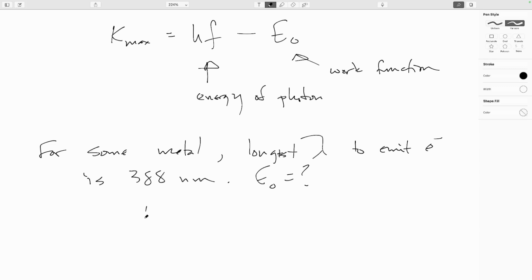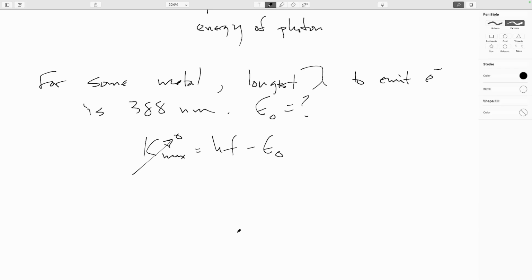So here, what we can say is, okay, our maximum kinetic energy is hf minus the work function. And here we can set this to 0 because we said this is the longest wavelength. The longer the wavelength, the less energetic the photon. So this is a photon that's just barely getting the electron out. So we can set the kinetic energy to 0.